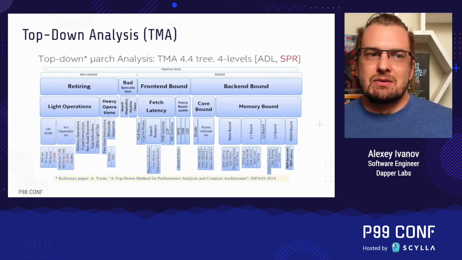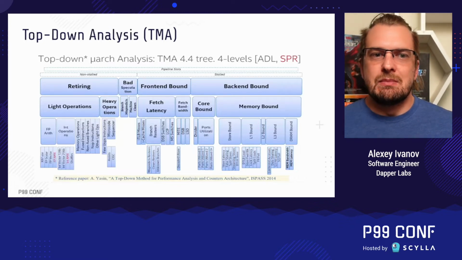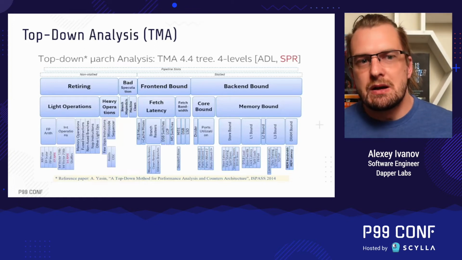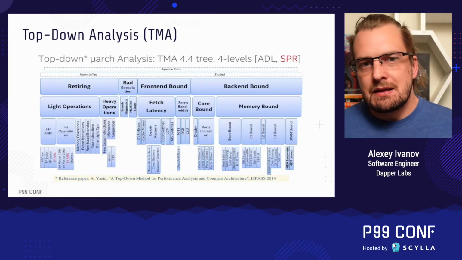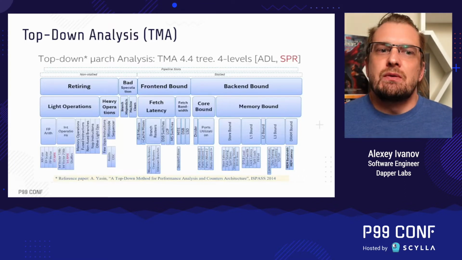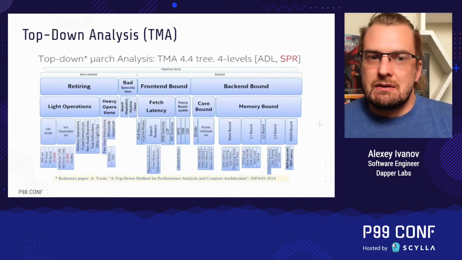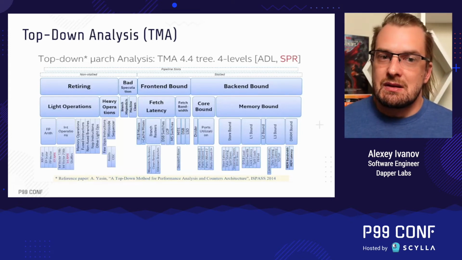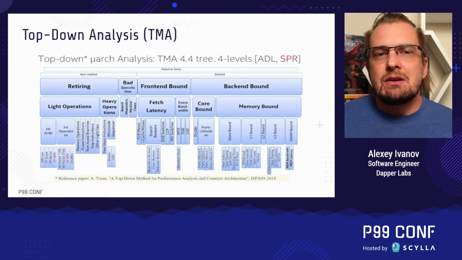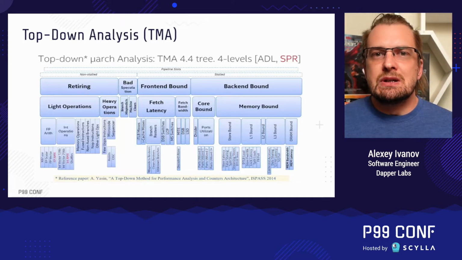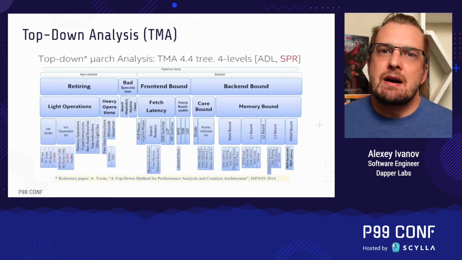Stalls you can divide into front end and back end. Then you can go one layer deeper, one layer deeper, one layer deeper. The newer the CPU, the lower you can get in that stack, up to the point where you can discover whether you are L1 bound or maybe DRAM bound. If you are DRAM bound, is it the memory bandwidth or memory latency, etc. So that kind of top-down analysis allows you to drill deep into your workload and understand where the bottlenecks are.